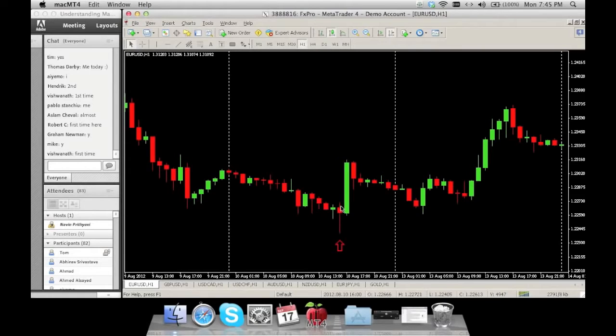And you can see on the top there's a very little tail. That's as high as it went, this is as low as it went. So this tail that you see is very significant. Look at the size of this candle.